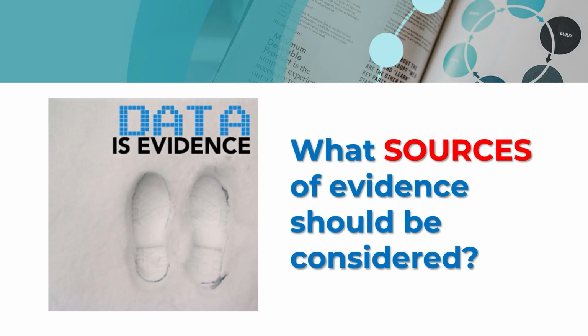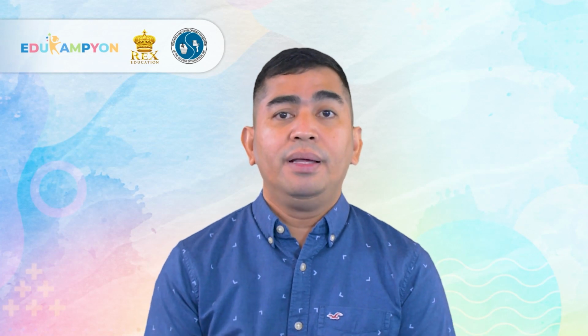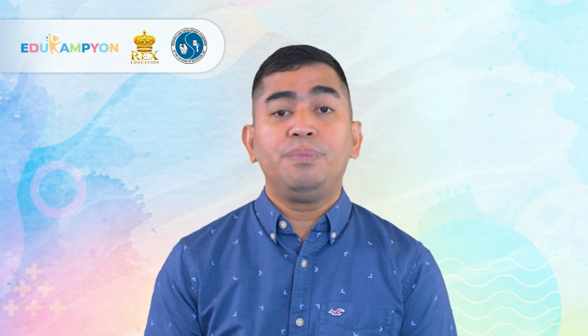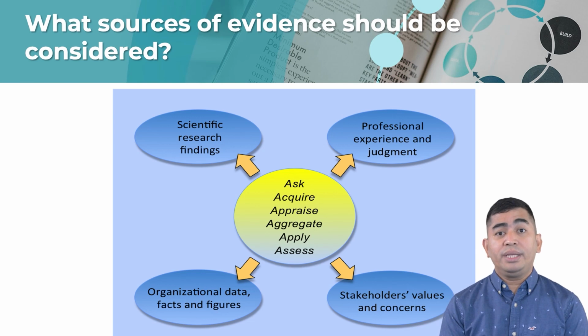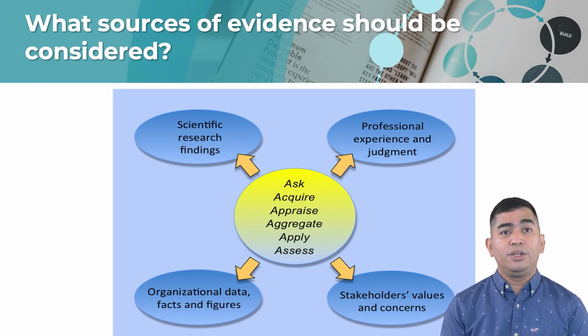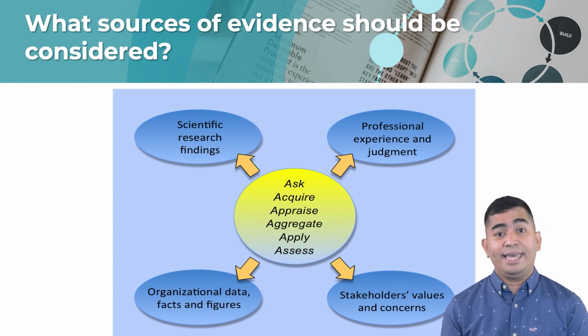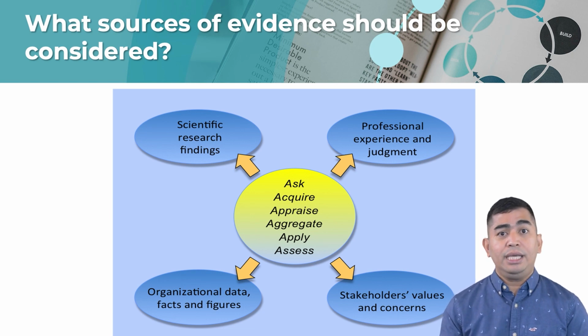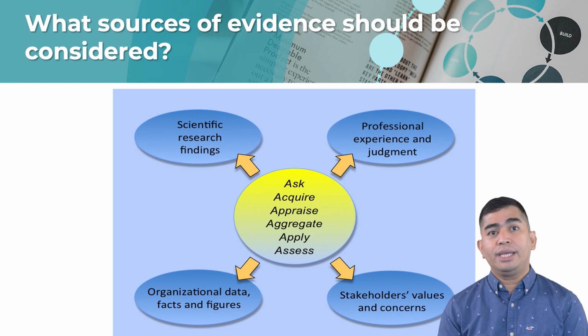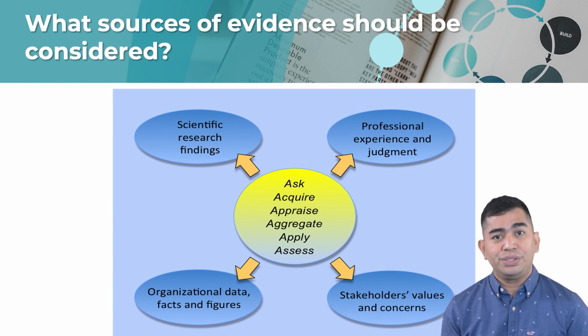So what sources of evidence should be considered? As you take all these 6 steps in EBP, in summary, evidence should be considered as, number 1, the scientific research findings. It's important that you are theoretically grounded in your practice. Of course, you have to factor in your professional experience and judgment. Third, your organizational data, facts, and figures are very important to look keenly at the things happening in your context. And lastly, to look at the stakeholders' values and concerns.